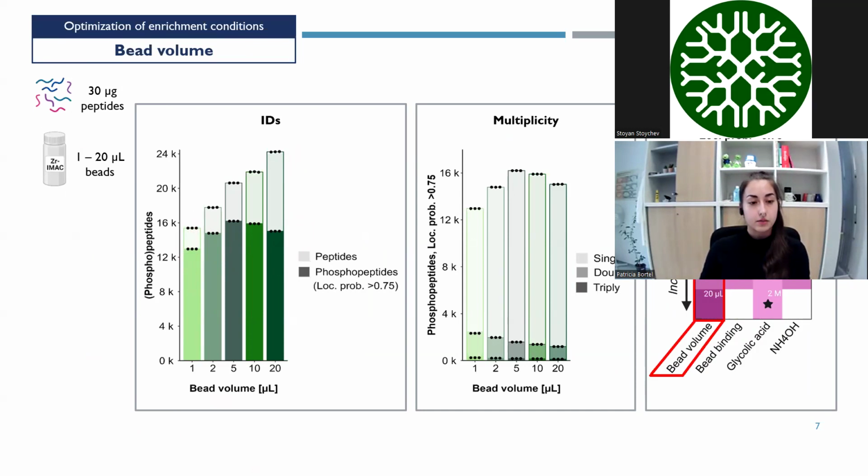We also had a look at the multiplicity of the enriched phosphopeptides, and we saw that when there were rather low bead volumes available, we enriched more of the multiply phosphorylated phosphopeptide species. And we also observed that when using low bead volumes, the median phosphopeptide PI of the enriched phosphopeptides was rather acidic. So the enrichment was rather more specific with the lower bead volumes.